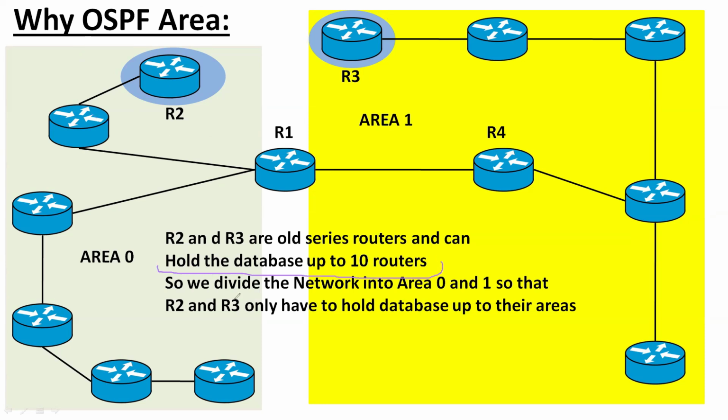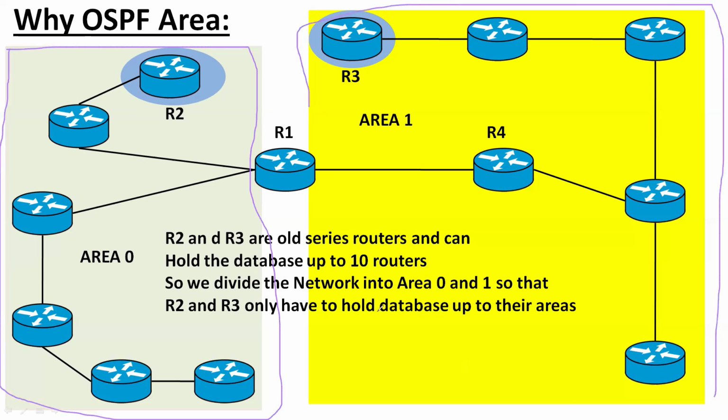So in this case, either we use a new router, or we purchase a new router, or if we keep using these routers, the network will be shut down. So we must have a solution for this problem. This problem can be solved by dividing the network into two areas, area 0 and area 1. Let us assume that this much of the network is under area 0 and this much is under area 1.